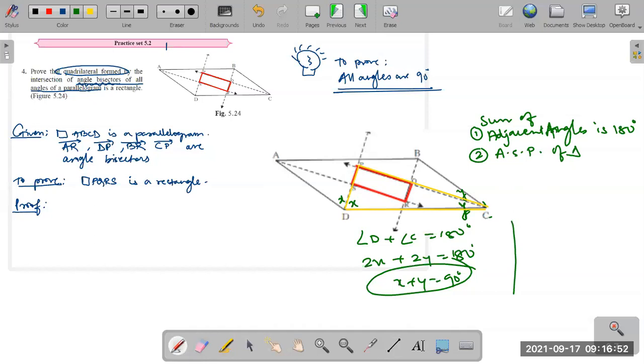So X plus Y plus the angle P, the total should be 180 degrees, right? But we know X plus Y is 90 degrees. So what are we getting? This 90 would shift, so we get angle P is 90 degrees. So this is how we prove that angle P is 90 degrees, using these two properties.